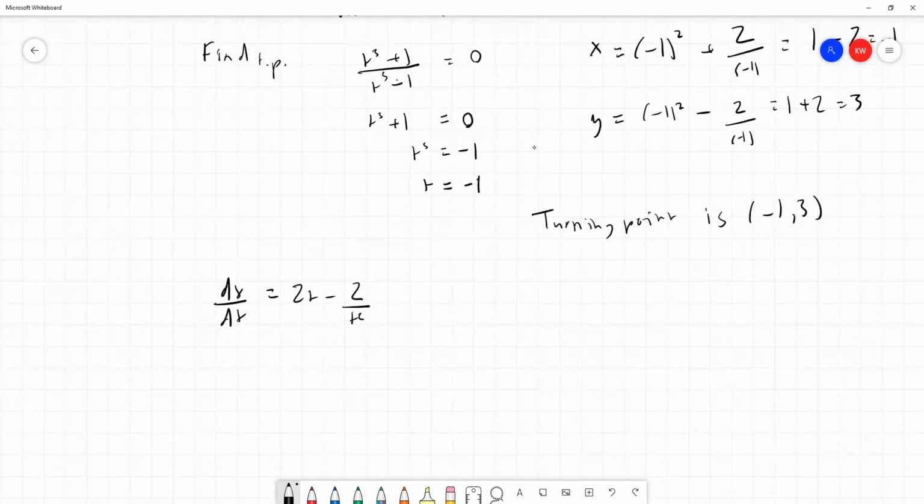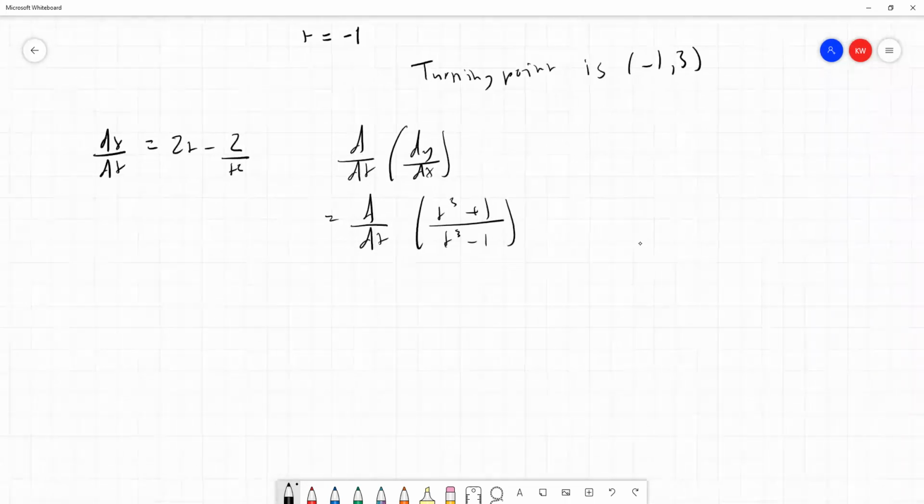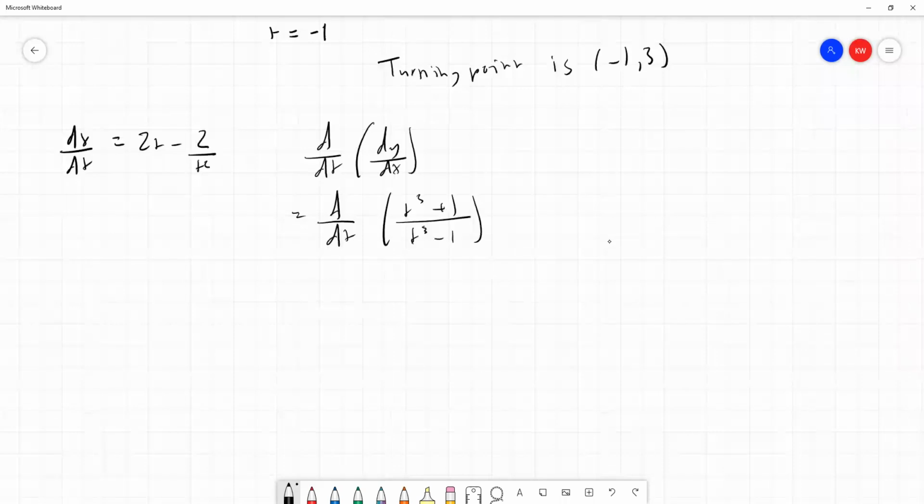And we need the derivative with respect to t of dy by dx, which is the derivative with respect to t of (t cubed plus 1) over (t cubed minus 1). So it might become immediately apparent here that this is an application of the quotient rule. We have division of one function by another. We can deal with each one happily enough by itself, but together we need to use our quotient rule.